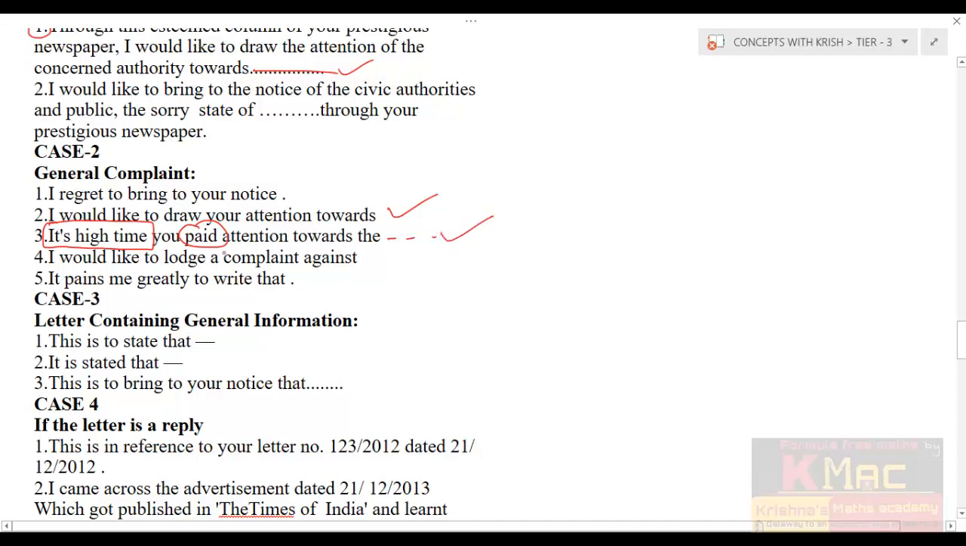So this one you can use. I would like to lodge a complaint against. Fine, this is very direct. It pains me greatly to write that. This is very much looking good. So it pains me greatly to write that. This clearly shows your emotions. You're venting out your emotions in a proper way. So I personally feel this is much better. Okay, and even this is good. I regret to bring to your notice.